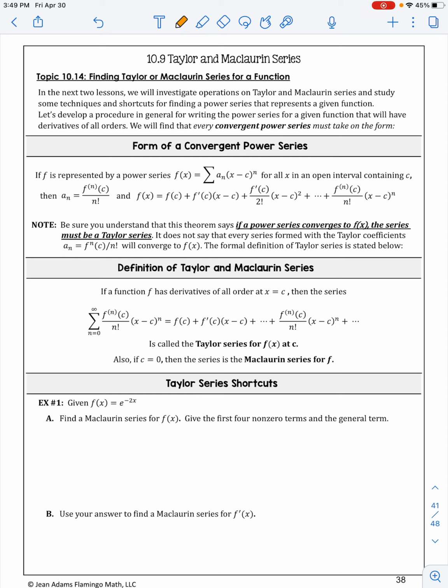10.9 Taylor and Maclaurin series. In the next two lessons, we will investigate operations on Taylor and Maclaurin series and study some techniques and shortcuts for finding a power series that represents a given function.